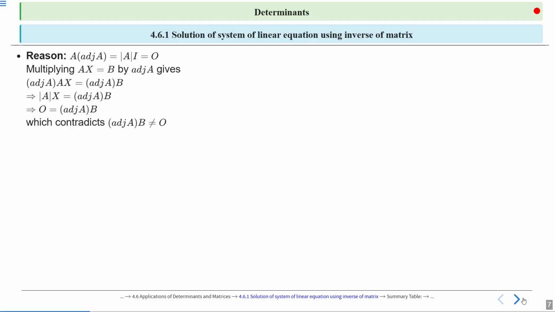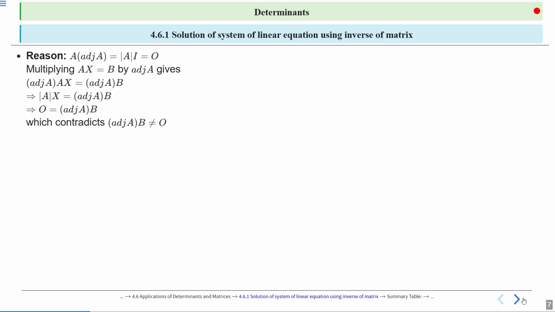The reason is A into adjoint of A. We know by the formula it can be written as determinant of A into I. And in this case, determinant of A is 0. So it becomes 0.